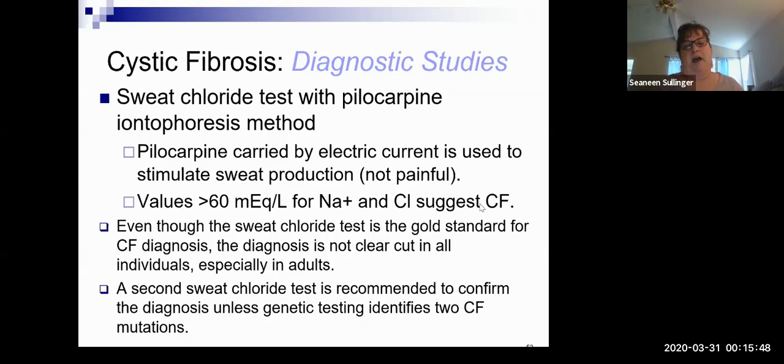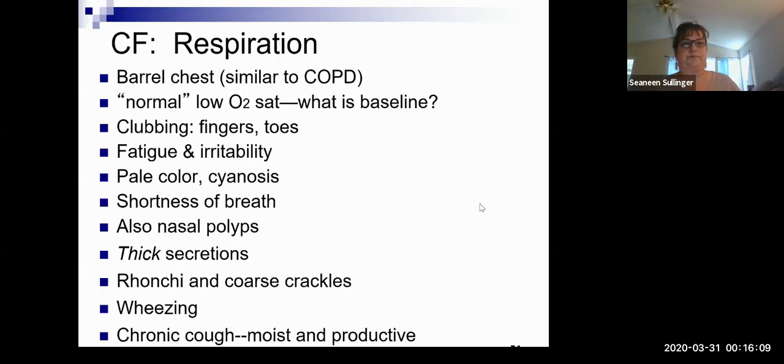If they have sodium chloride greater than 60 milliequivalents per liter, then that's suggestive of cystic fibrosis. The sweat chloride is not the be-all and end-all. You have to do the other testing as well, unless you do genetic testing and you get the 2 mutations, then you know that they have cystic fibrosis.